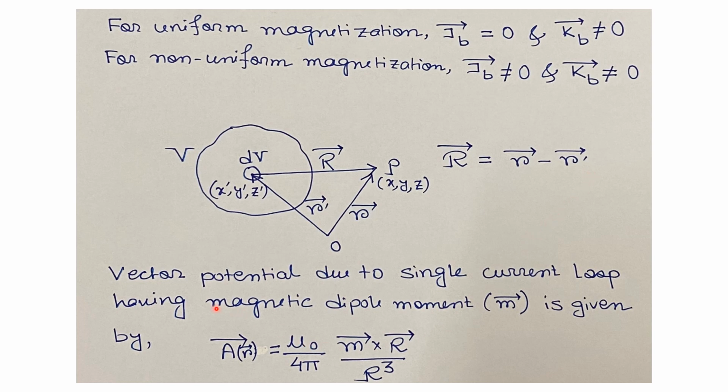Now we know the vector potential due to a single current loop having magnetic dipole moment small m is given by μ0 by 4π, m cross r by r cubed.